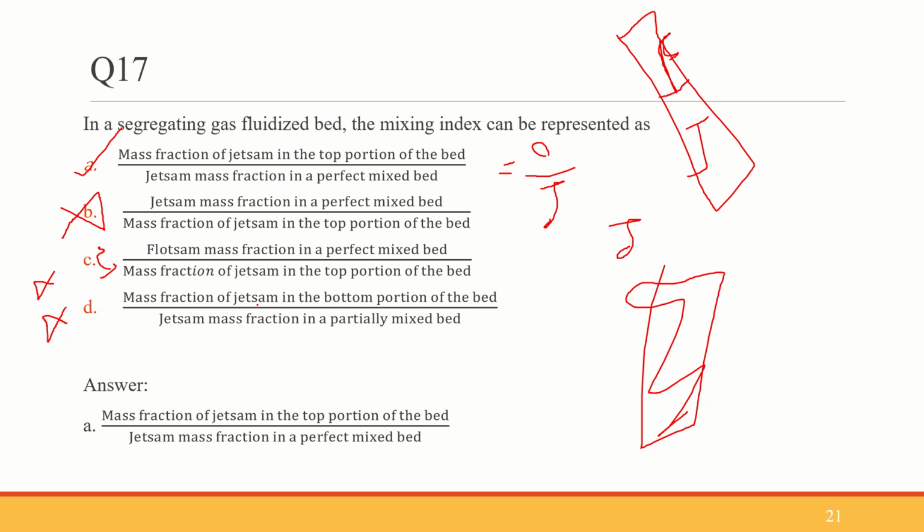So the proper accounting of the mixing index is actually given by option A, which represents the mass fraction of the jetsam in the top portion of the bed divided by the jetsam mass fraction in a perfectly mixed bed. So option A is the right answer.